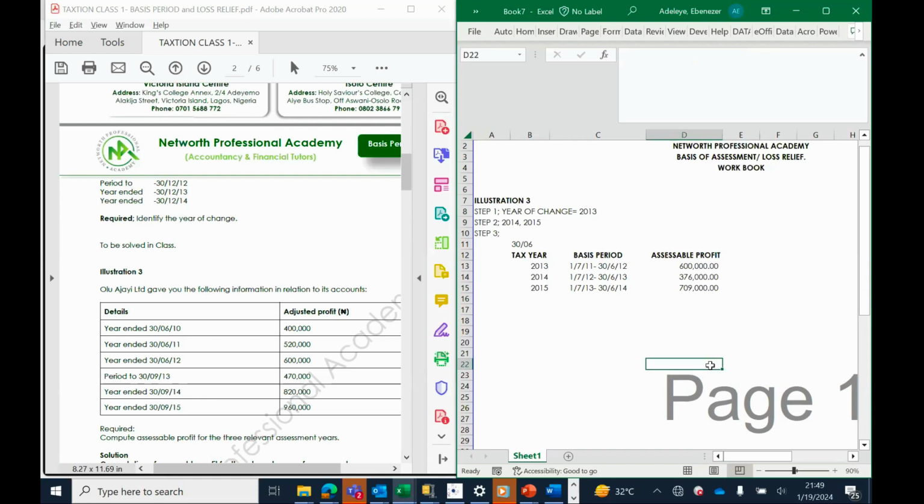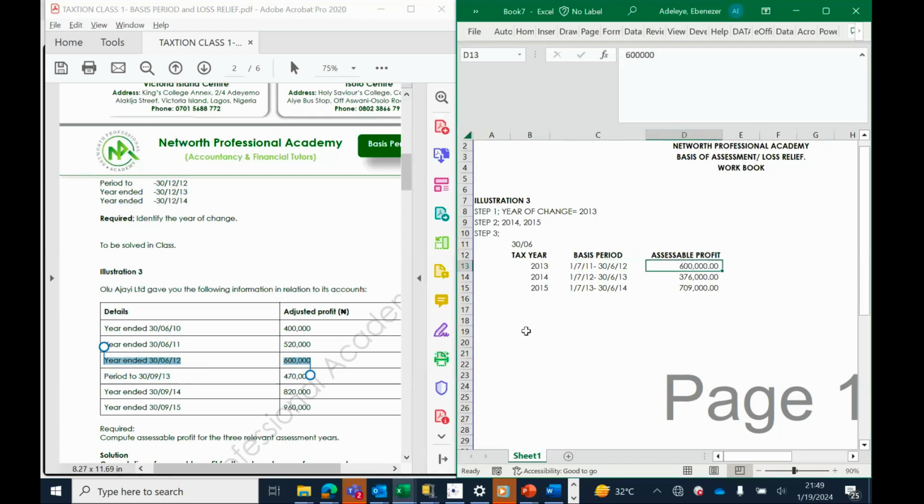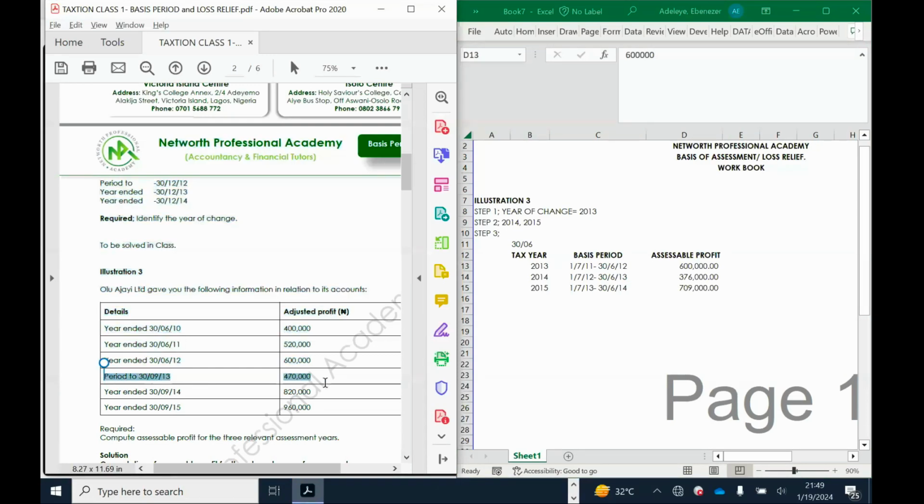I'll take it again from the beginning. For the first accounting period, because that one was the old accounting date, we do not have any problem with it. We have the period fully here: 600,000. But for the following one, it fell into the year where there was a change. The year when there was a change, like we said, is one of the things that leads to abnormal basis. The year where there was a change was a 15-month period.